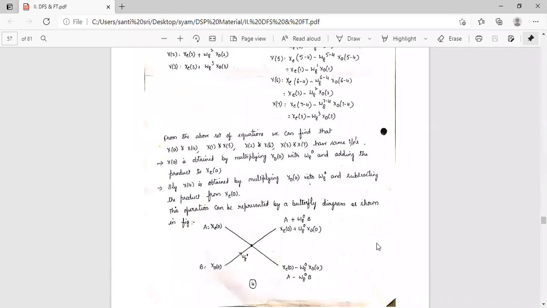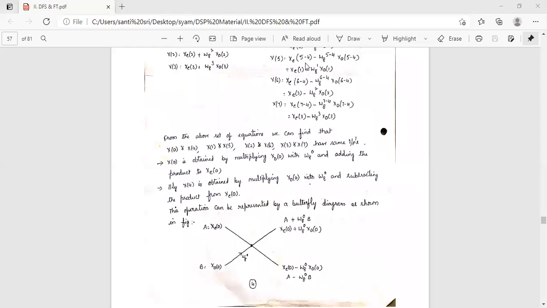Like this, from those expressions we can draw the butterfly diagram. A value is Xe of 0, B value is Xo of 0, and this resultant will be A plus W8 power 0 into B, that is Xe of 0 plus W8 power 0 into Xo of 0, right?